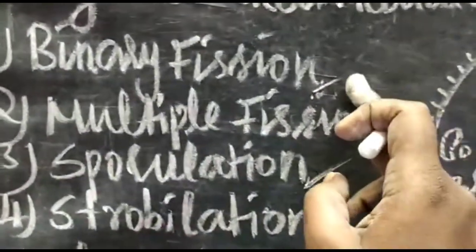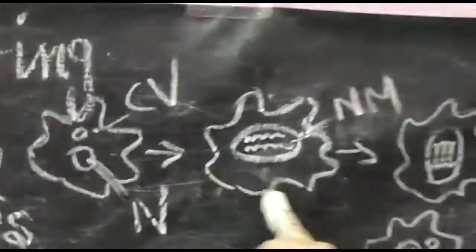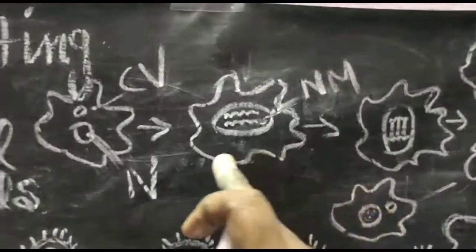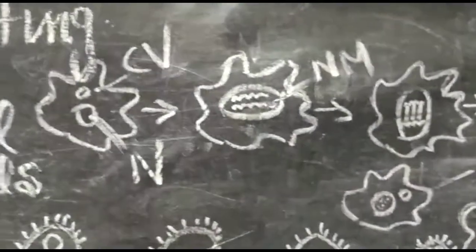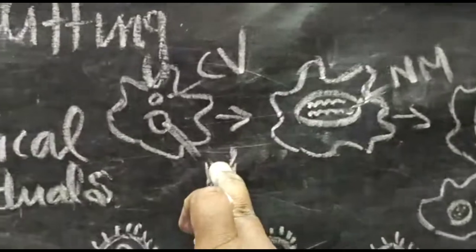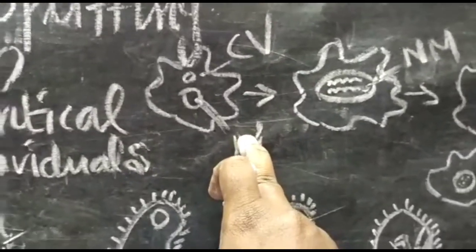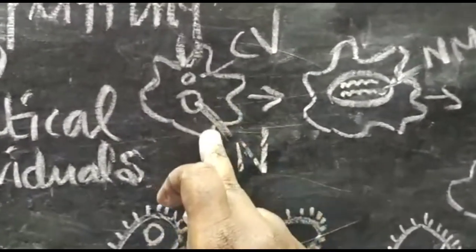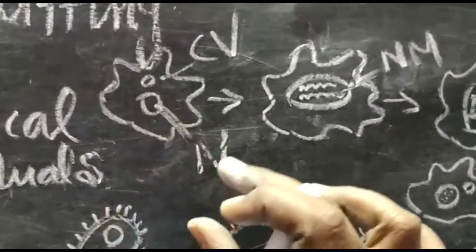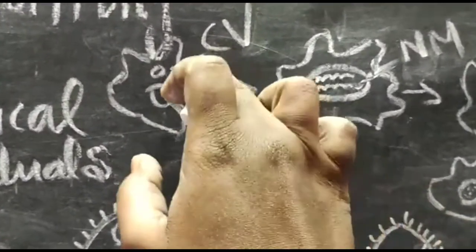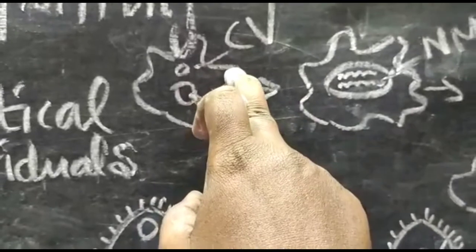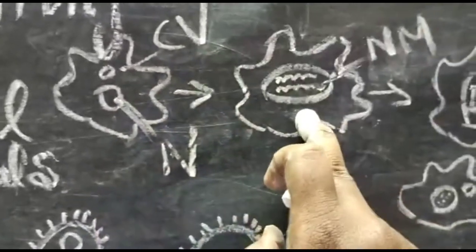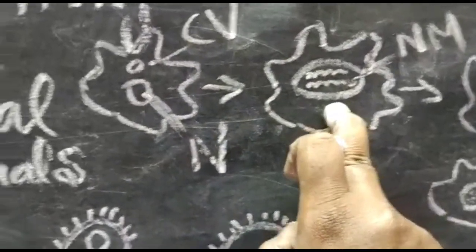The first one is known as irregular binary fission. This is also a simple binary fission. It is seen in amoeba, an irregularly shaped organism where the plan of division is hard to observe. The contractile vacuole ceases to function and disappears.